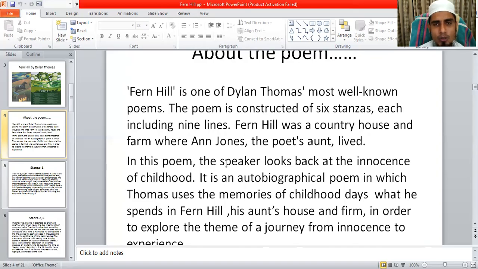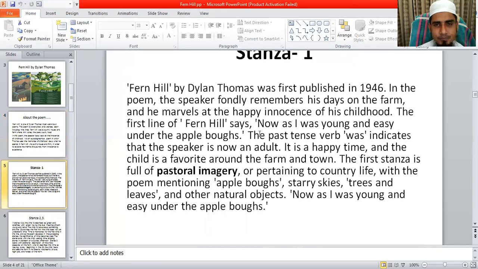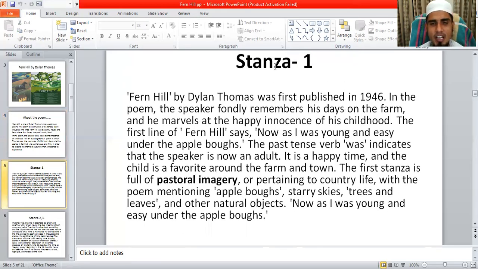In this way, whenever you read at home, with the lines of the poem, in every stanza, you can take help from here. At first, I would like to describe stanza 1. My dear students, Fern Hill by Dylan Thomas was first published in 1946. In the poem, the speaker fondly remembers his days on the farm.